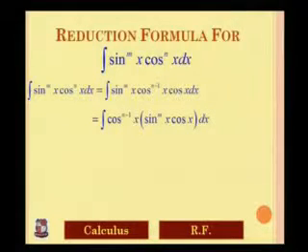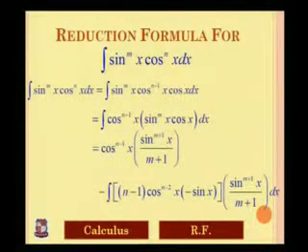Applying the integration by parts method, we have this result. The integration of sin raised to m x into cos x dx is sin raised to m plus 1 x divided by m plus 1, minus the integration of n minus 1 cos raised to n minus 2 x into minus sin x, which is the differentiation of cos raised to n minus 1 x, and the second part, the second bracket, sin raised to m plus 1 x divided by m plus 1 x dx.